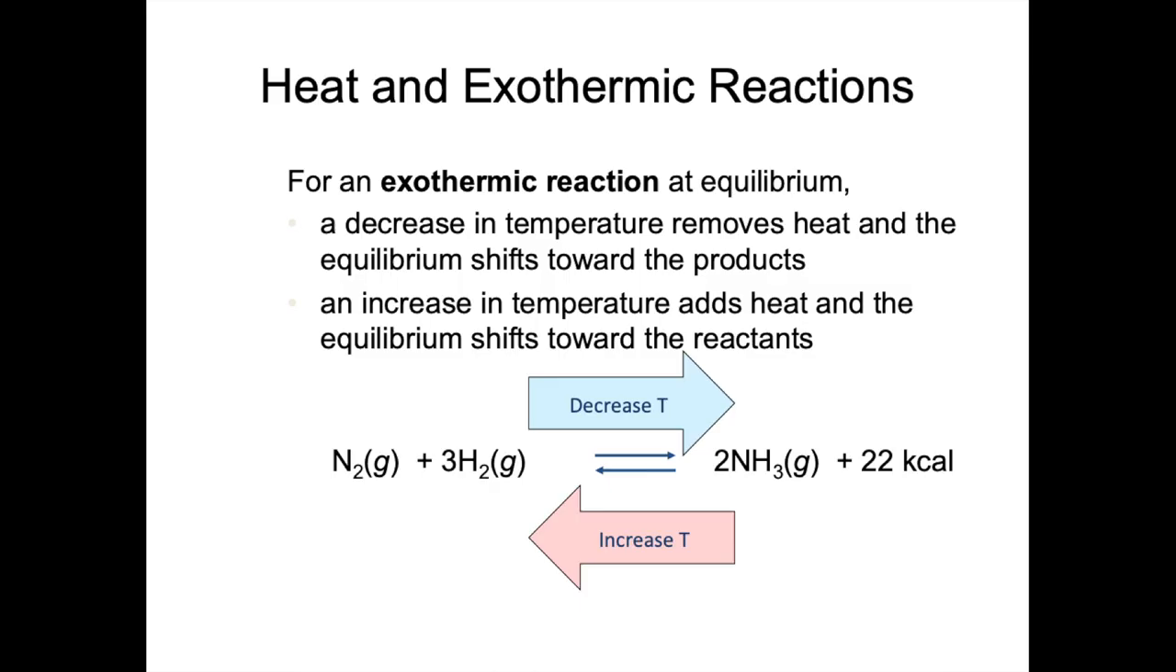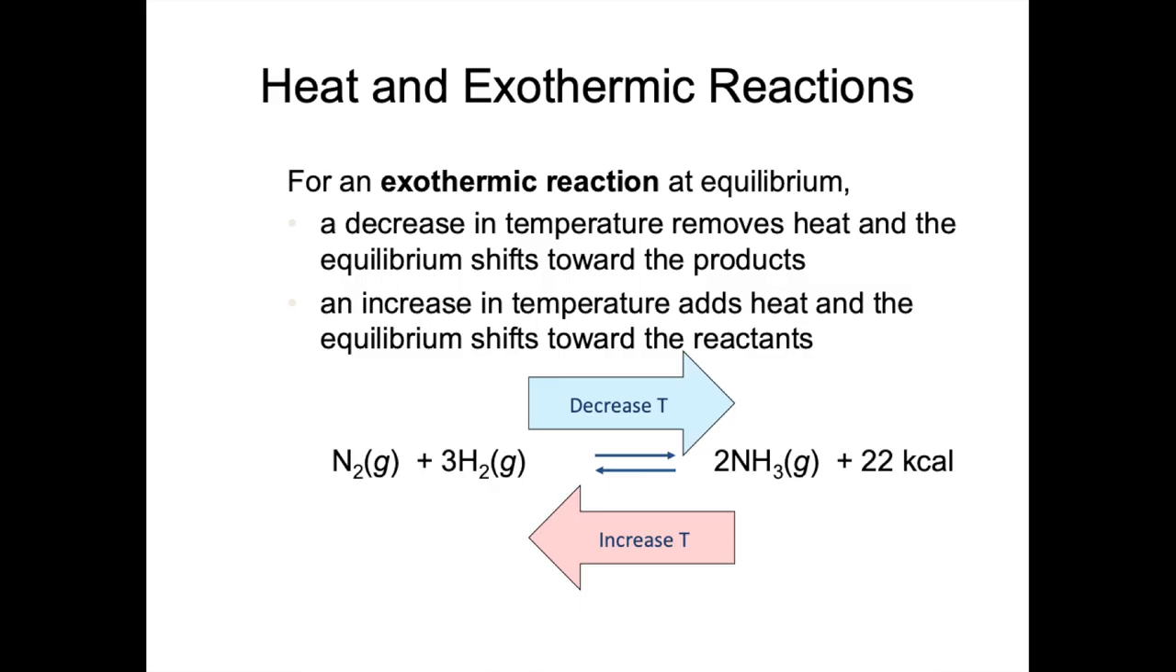An exothermic reaction is one that produces heat. Remember, exo means outward, so exothermic means that heat is being given out or produced. So a way to think of this is to look at heat as a product in an exothermic reaction. All right, so the synthesis of ammonia is an exothermic reaction. So you could consider heat to be a product in this reaction.